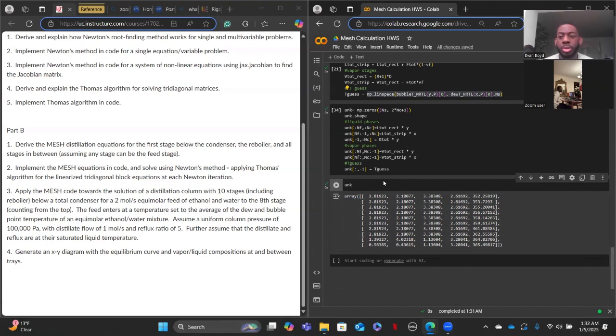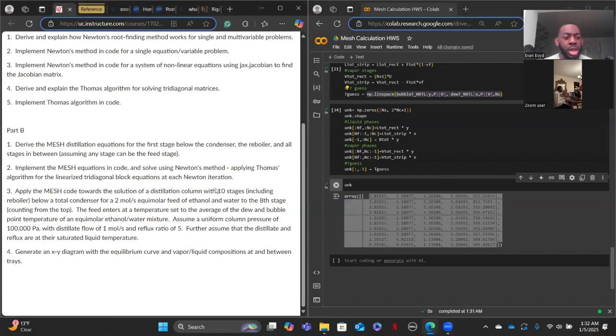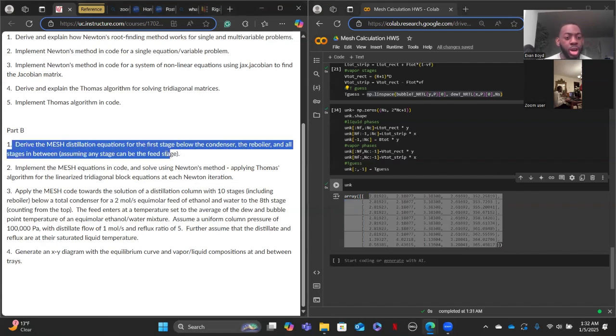Okay, so now we will actually get into our questions. I'm going to check the numbers again, and if we have anything that we need to update, I will fix it. But we will now get into our first part, which is deriving the equations for the first stage below the condenser, the reboiler, and all the stages in between.